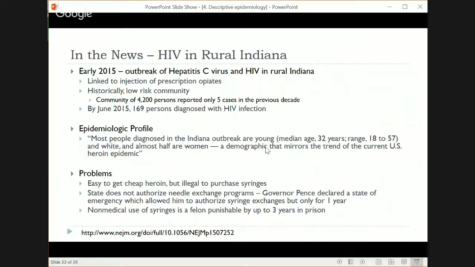And what you see with the heroin epidemic is a lot of young white persons. And the problem in rural Indiana was that it was really easy to get cheap heroin, but it's actually illegal to purchase syringes. So in New York, we actually have needle exchange programs.